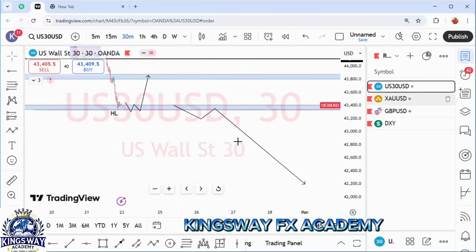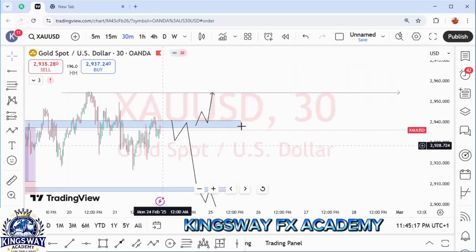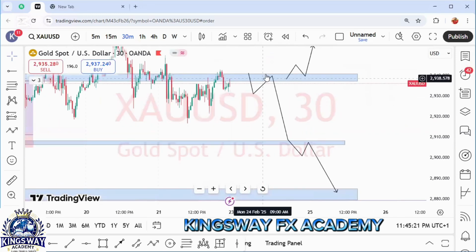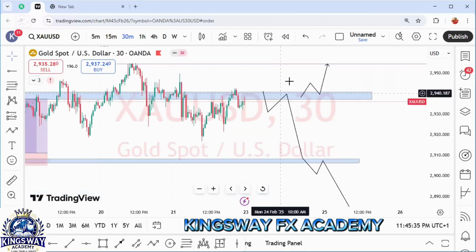On the gold, my expectations for the new week: since we are already at this resistance zone here, I'll be expecting maybe a double top here. I need to see a rejection off of this zone, then I'll take a sell trade on the gold. If I am to go long on gold, I will be expecting it to break above this resistance zone, turning this resistance to support, then at a good retest of this zone, I'll be looking out for maybe a double bottom, any good chart pattern, and also a bullish engulfing candlestick pattern for me to be able to go long on the gold.